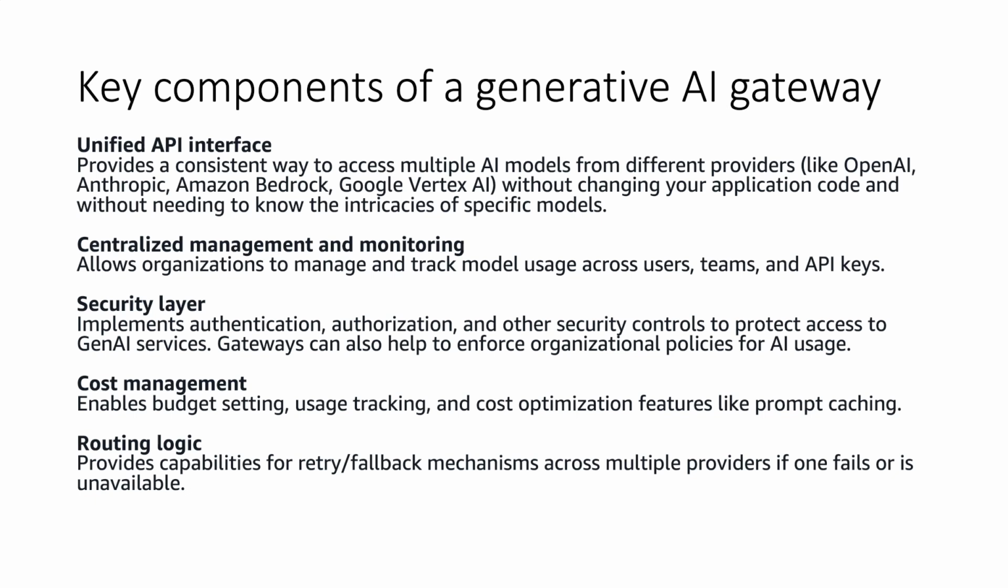You'll have a centralized layer where you can perform management, monitoring, and security type operations. You'll be able to set budgets to do things like cost tracking and budget enforcement, and also look at cost optimization methods like prompt caching. And then finally, you can utilize your generative AI gateway for things like routing logic, where you might switch between providers if one is not available, or have fallback mechanisms for things like context window overflow.